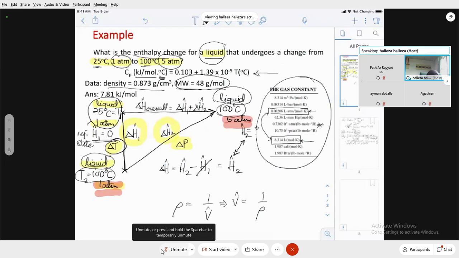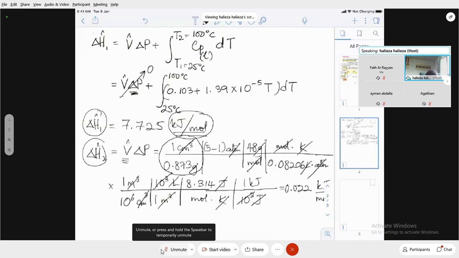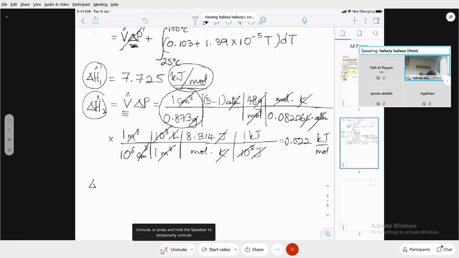Calculate the change in enthalpy. So the change in enthalpy is delta H overall. Sorry, I need to cancel that. That is delta H overall. Right? So delta H overall, if we write the equation, is equal to delta H1 plus delta H2.